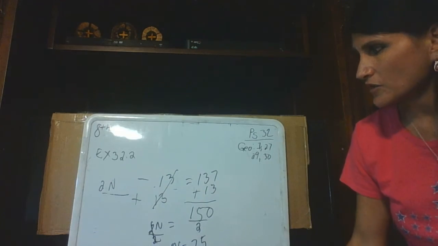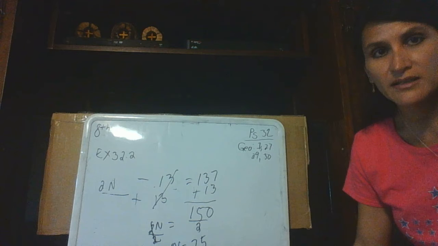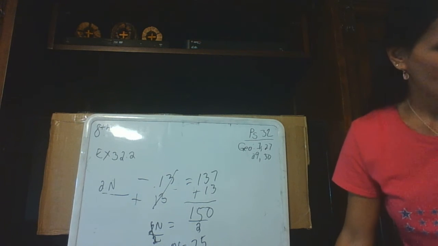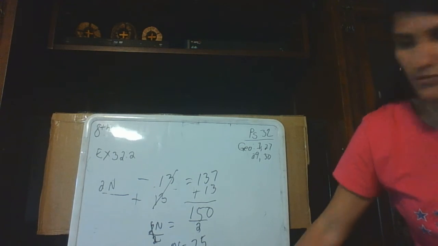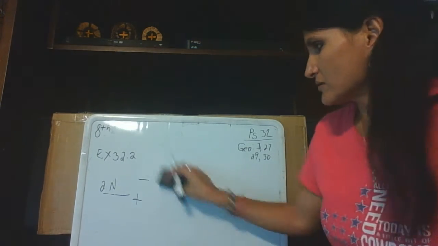Now let me plug it in. 75 times 2 is 150. 150 minus 13, yes, that checks. It's 137, so I know I did it right. Okay, the next one is an awkward one, and this is kind of where you guys are having a little bit of a hard time.